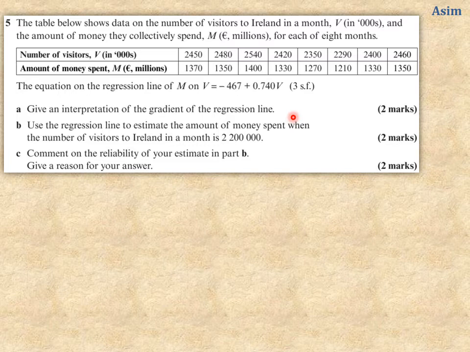So for every distance travelled on the x, the value of y. So for every number of visitors here, for each visitor, how much money is spent. This is basically the interpretation of the gradient.